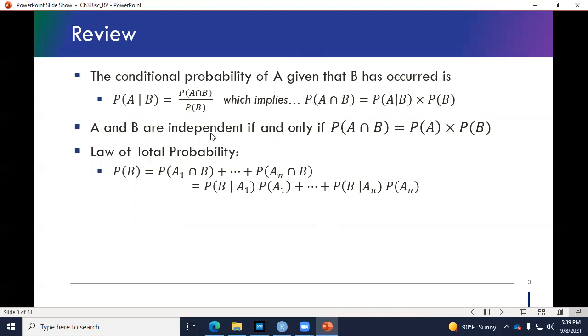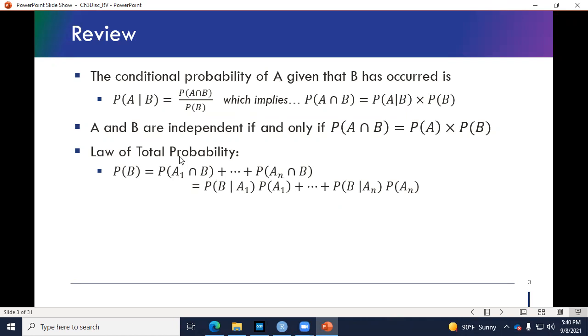And for independence, the definition is like this: if and only if the probability of the intersection of two sets is equal to the probability of event A times the probability of event B. That means the probability of A given B is simply the probability of A, like the information about B has no effect on A. So that's why we can just remove this B or directly write it as this. And this is the law of total probability.